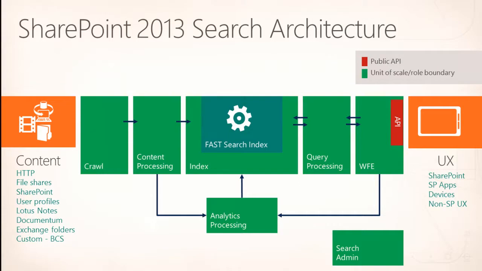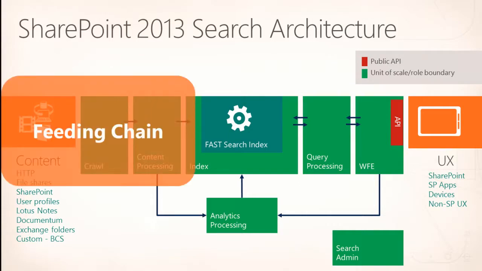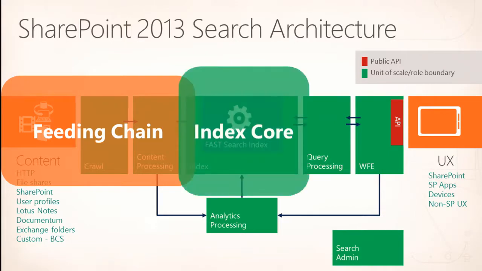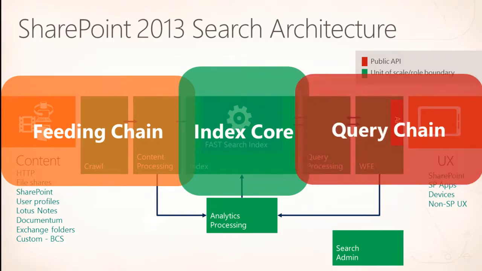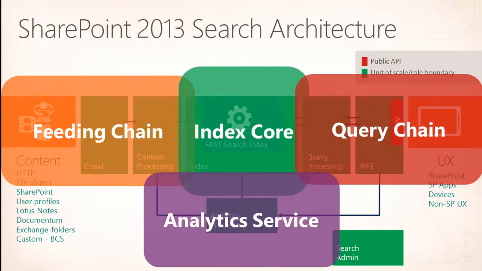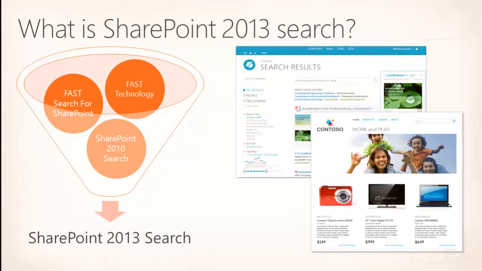So, we have divided this presentation into 4 chapters, trying to break down the search component into 4 areas, if you like. First, we will explore the feeding chain, covering the crawler and the content processing component. Then we will take a look into the index core, or index component itself. Of course, we will cover the query chain, and lastly, we will also cover the brand new analytics service in the search architecture.